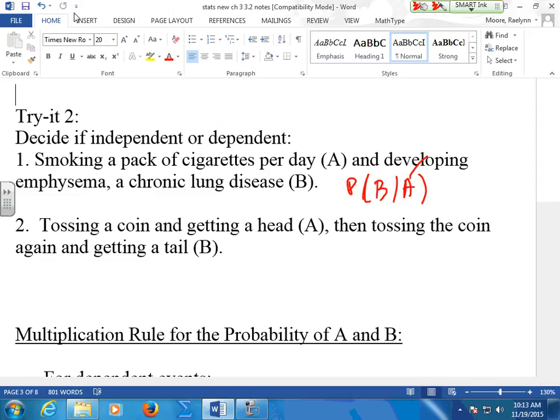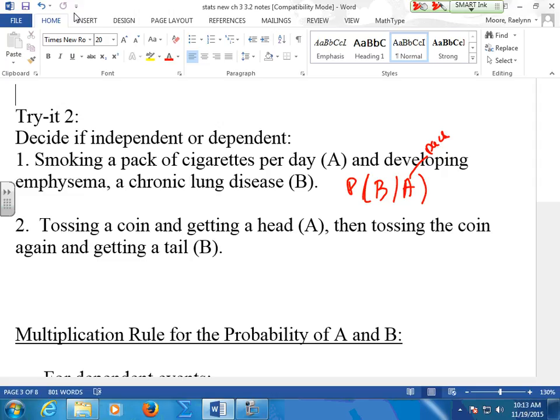Smoking a pack every day, B is developing a chronic lung disease. Dependent or independent? Dependent. This is subjective. Does it mean that something else can't cause that? They're always advertising that smoking causes lung cancer. So if you're going to smoke, you're likely to get lung cancer.